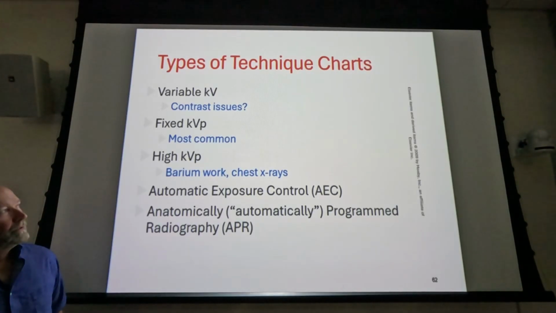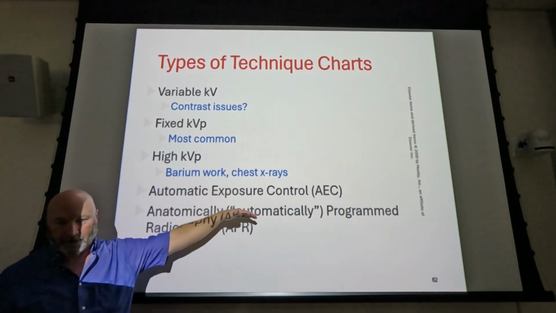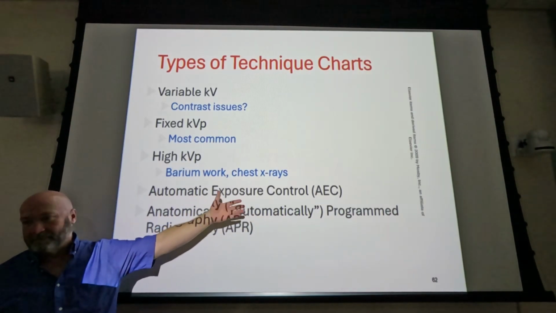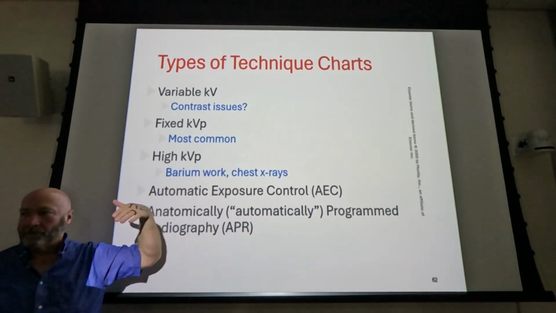All right, so for high contrast structures where we don't want to see high contrast, really chest x-ray, we're going to use high kVp. But also for barium work, we're going to use high kVp.